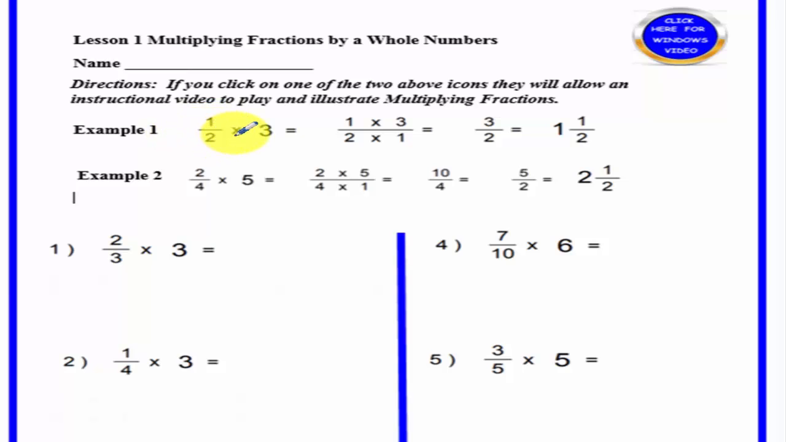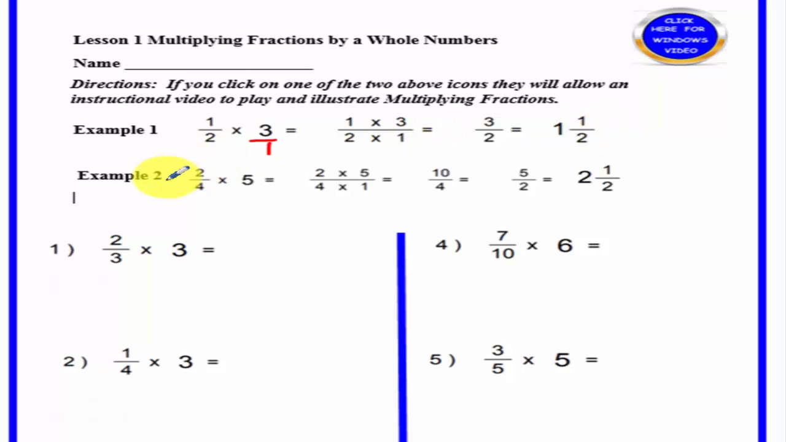Here we have 1/2 times 3. Well, we want to change this 3 to a fraction, so we just simply place a 1 underneath of it, because it's a whole number. So here we have 1/2 times 3 over 1, and just simply multiply across. 1 times 3 is 3, 2 times 1 is 2, and we want a mixed fraction here. 2 goes into 3, 1 and 1/2 times.